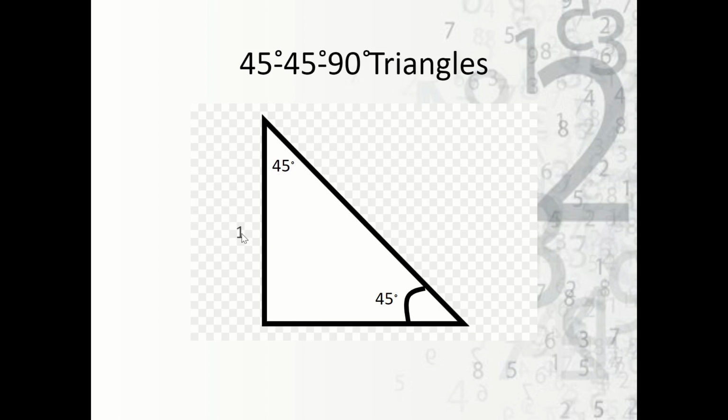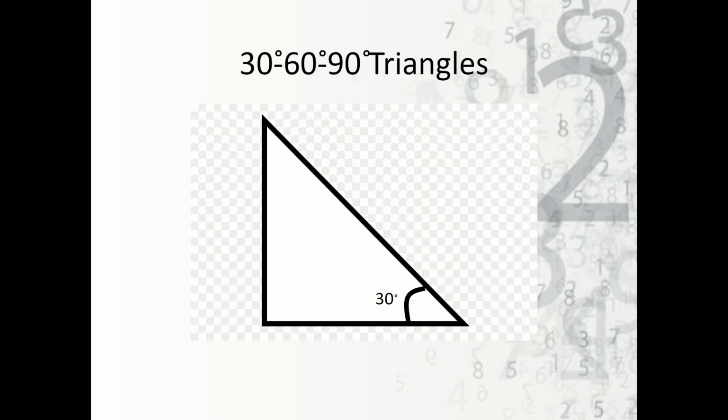So this will be 1, and this is 1. So these two sides are the same. So now this side here, using the Pythagorean theorem, will be square root of 2. So 45, 45, 90 degree triangles tell us that we should have 1, 1, and square root of 2 as our side lengths.